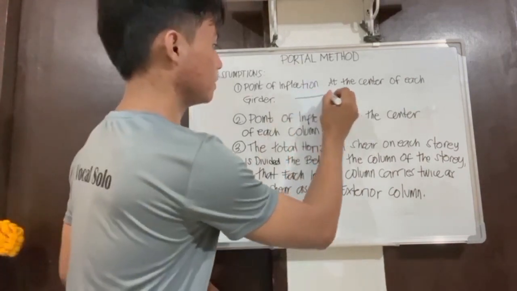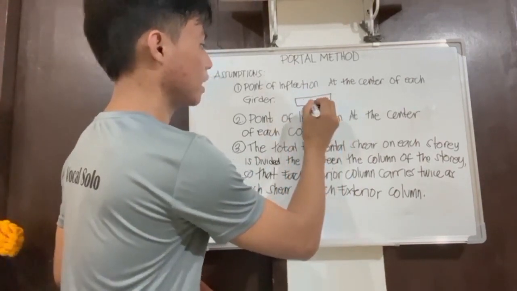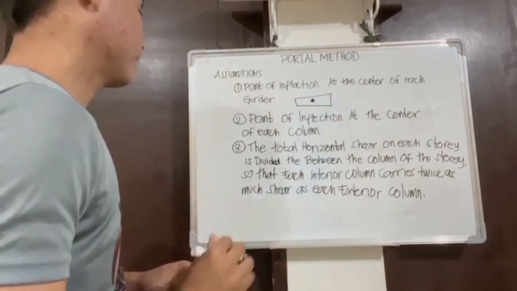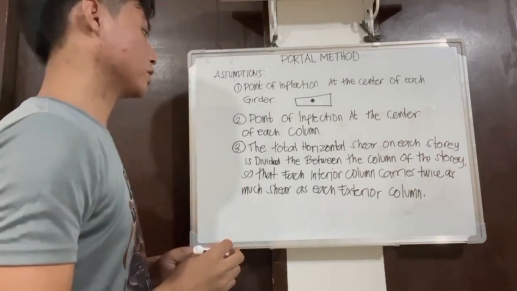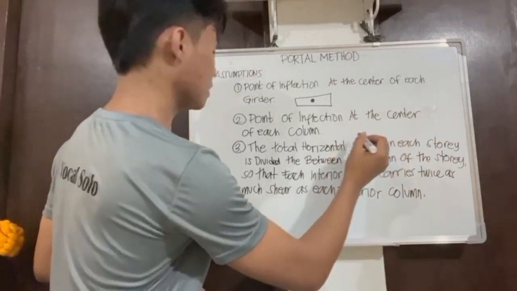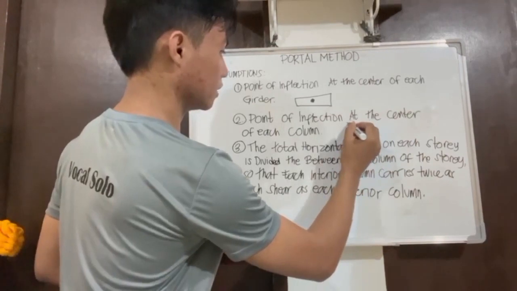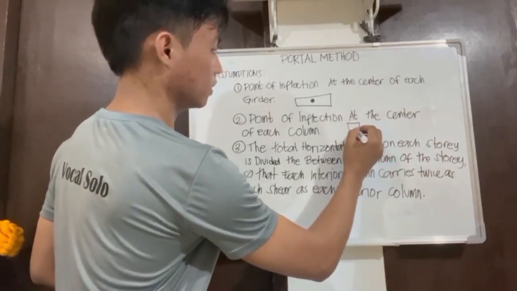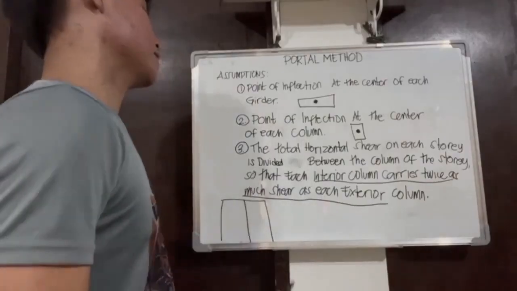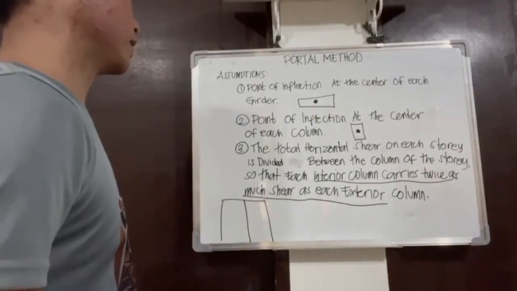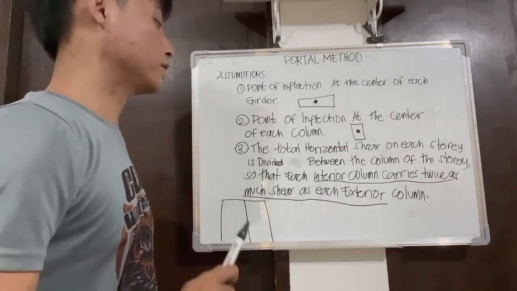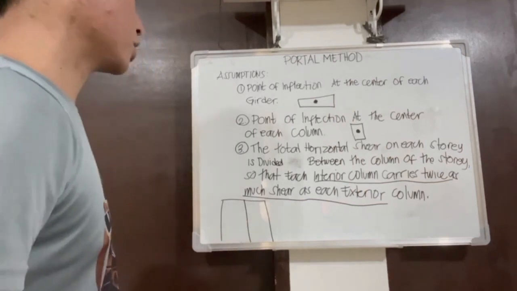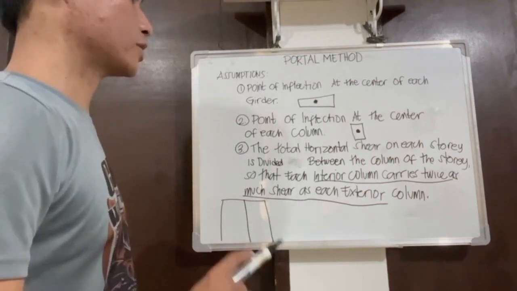So if beam, naa sa tunga ang inflection. Number 2, point of inflection at the center of each column. So kung column diri, naa gyapon sa tunga ang inflection. Number 3, the total horizontal shear on each story is divided between the columns of the story so that each interior column carries twice as much shear as each exterior column.